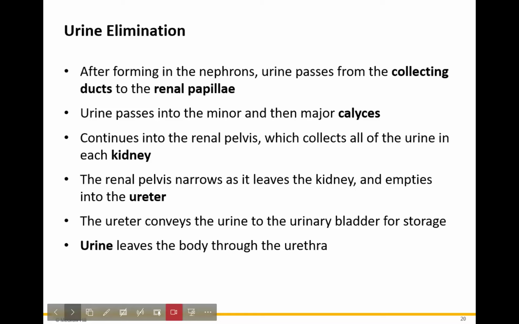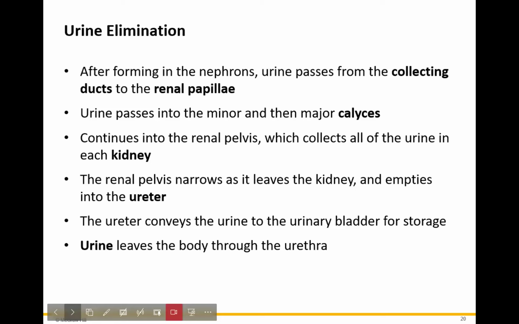Remember, there's many, many nephrons attached to a collecting duct. And then it goes to the renal papilla, which kind of just means little bump. And then it's going to pass into the minor and then major calyxes, which we looked at in lab. And then it continues to the renal pelvis.